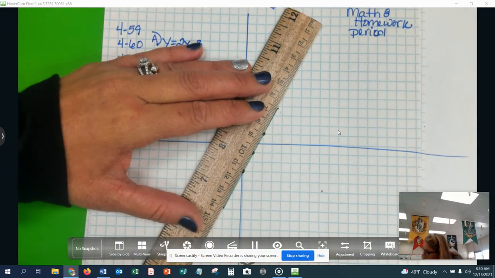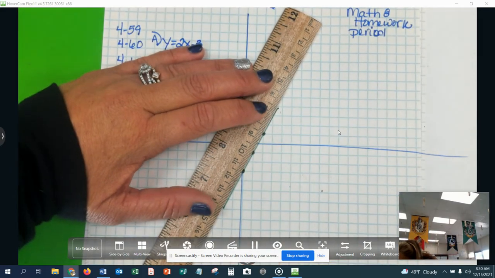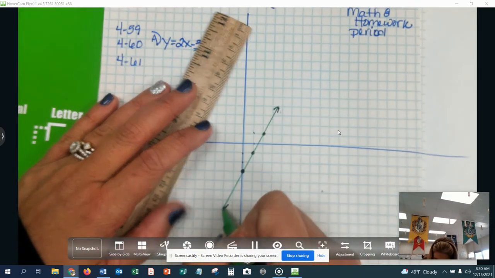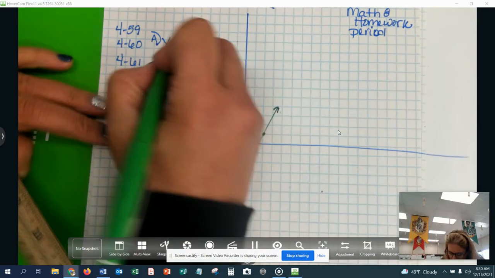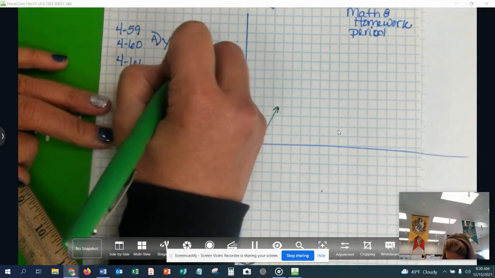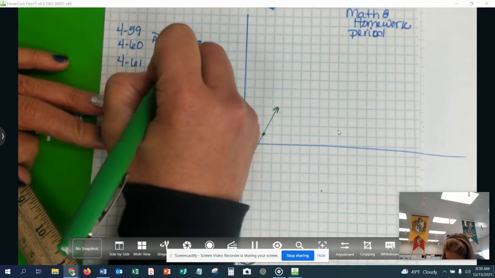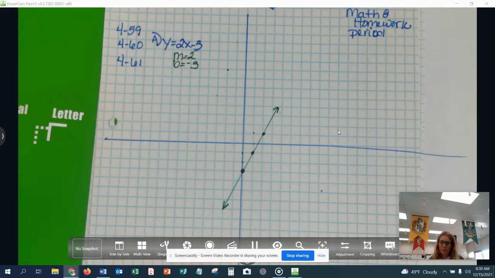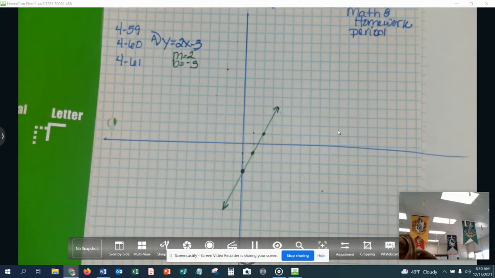You want to say that the M equals 2 and the B equals -3. That's what you know. Let's do C.